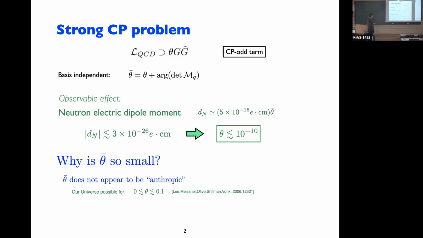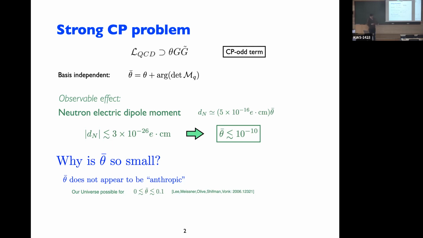And from the measurement of the neutron electric dipole moment, we get a bound on theta bar, which has to be 10 to the minus 10. Now, the question is, why is theta bar so small? You could imagine that theta bar is anthropic, but it turns out that it doesn't appear to be anthropic. In our universe, we could still get to our universe if theta bar were as large as 1. And these authors actually put a bound of about 0.1 if you want to get Big Bang nucleosynthesis to work and nuclear reaction rates to work. They found that there was no problem getting to where we are today.